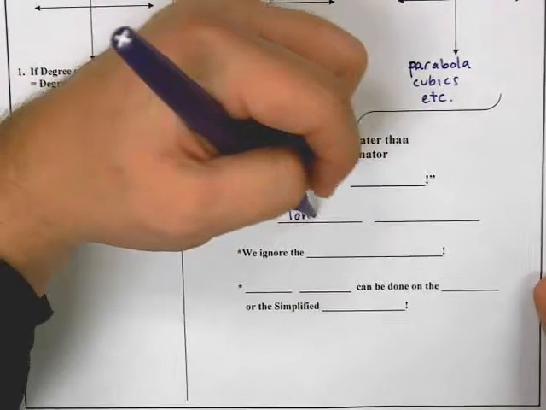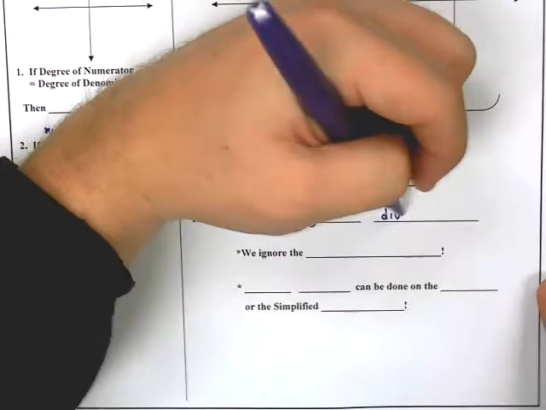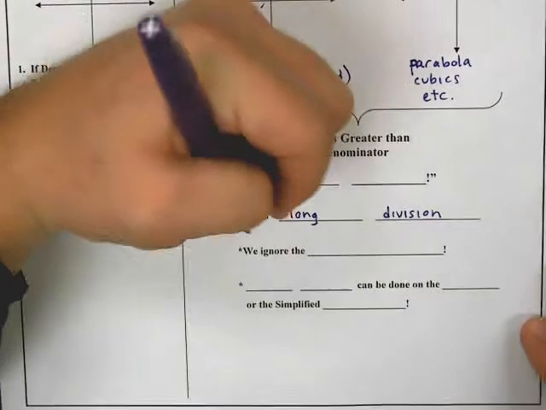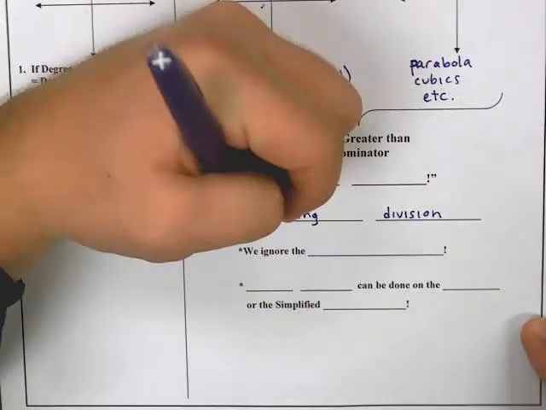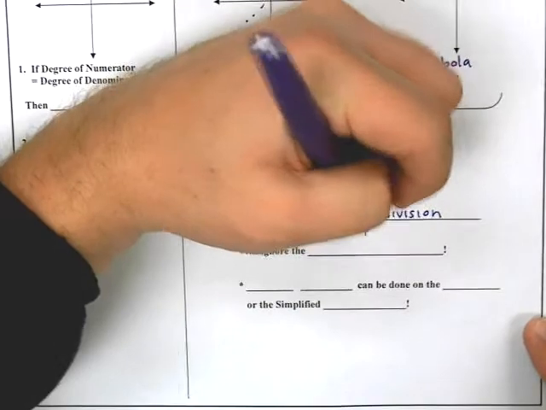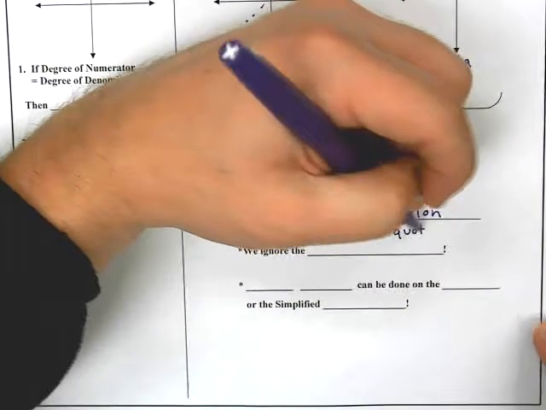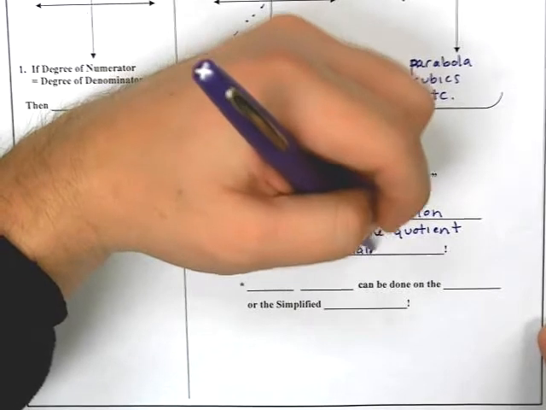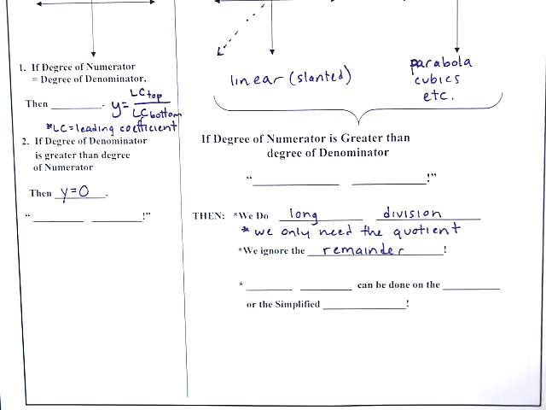If the degree of the numerator is greater than the degree of the denominator, then we do long division. We are looking for the quotient. I'm going to put another little star. We only need the quotient, and we ignore the remainder. That's why I wanted to add that little line. We only need the quotient, so we ignore the remainder.